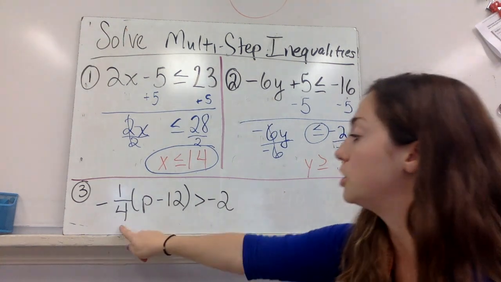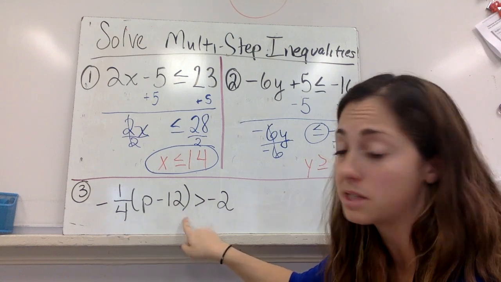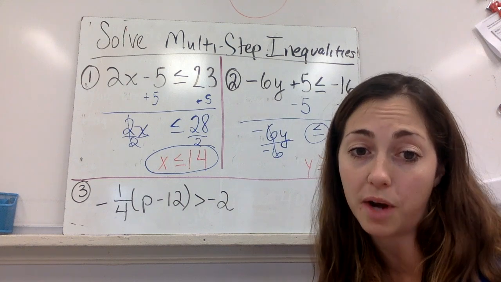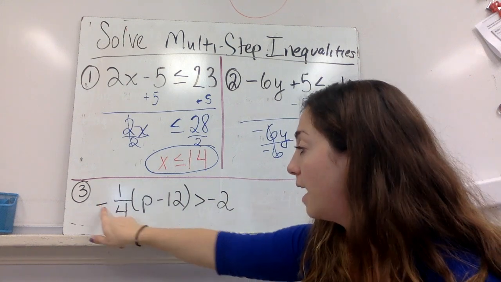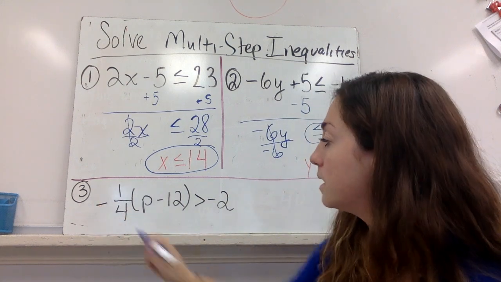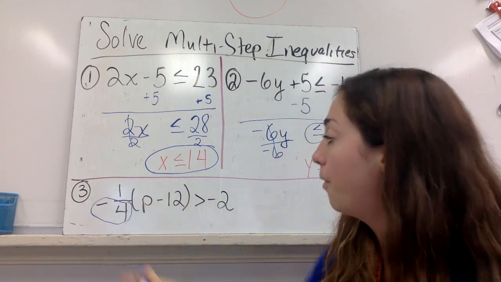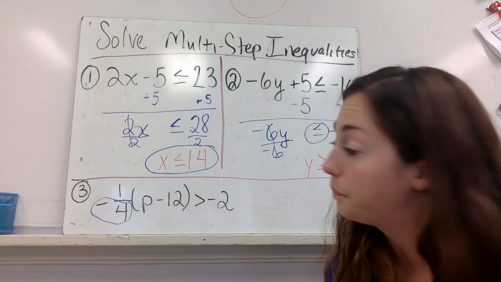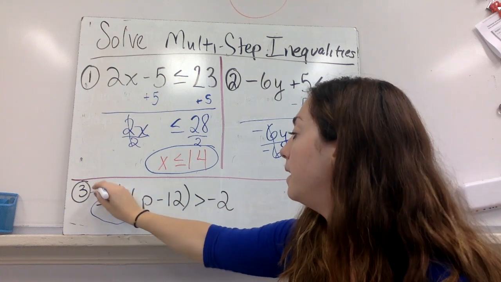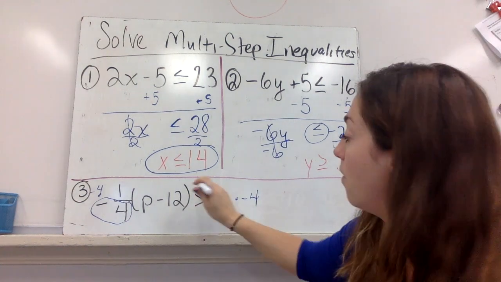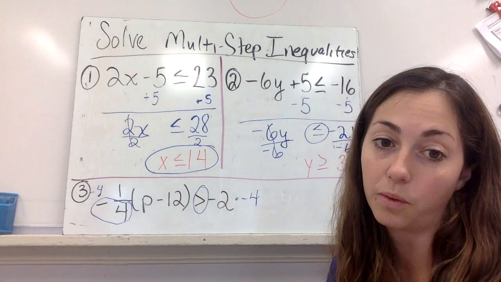Instead of distributing the fraction, because there's nothing else going on except this, I'm actually going to get rid of the fraction right away by multiplying by the negative denominator. Because this is a negative 1/4, if I deal with the negative now, then all I have left is that 1. So I'm multiplying by negative 4 to both sides. I multiply by a negative, I've got to flip my inequality.